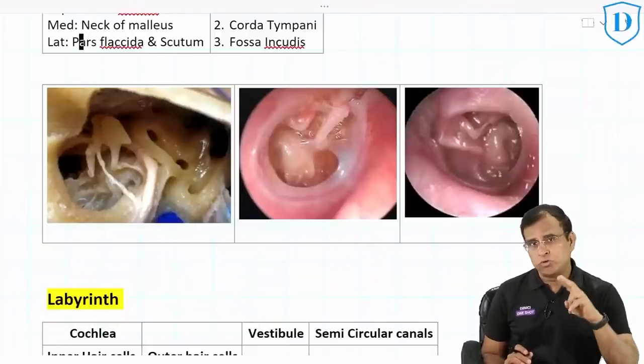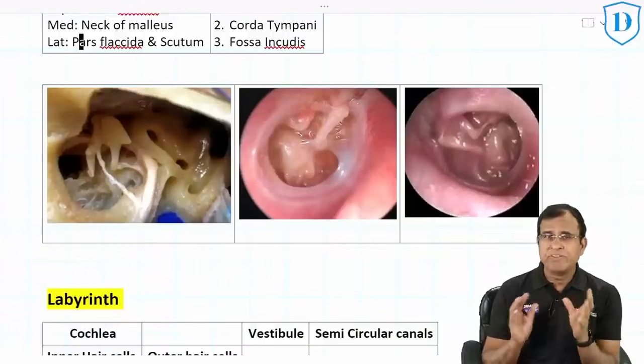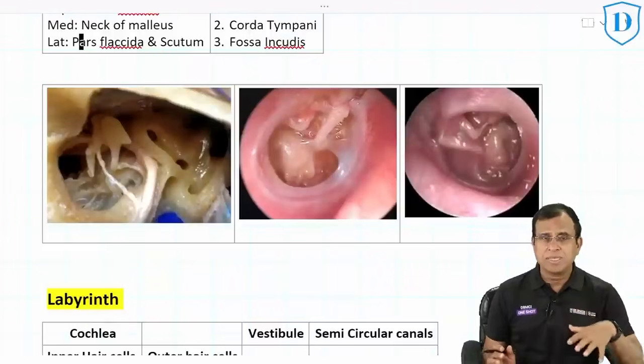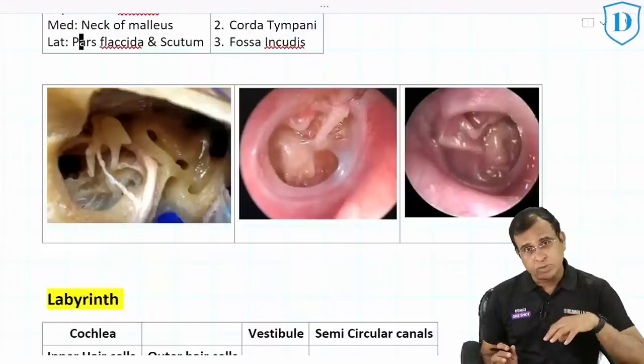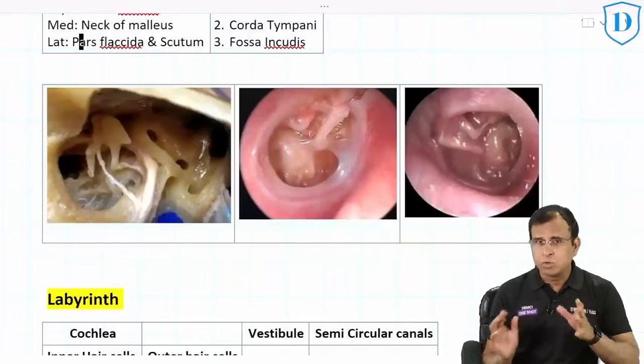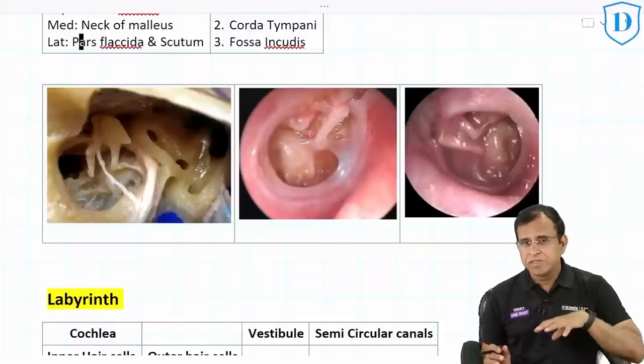Because these are the only 2 views possible, they can give you a fair amount of idea as to the relation of the anatomy of the middle ear. Now look at the first image. This is the posterior view actually, and the next 2 images are the lateral view. That's why they look slightly different from each other. Now the first image is the posterior view.